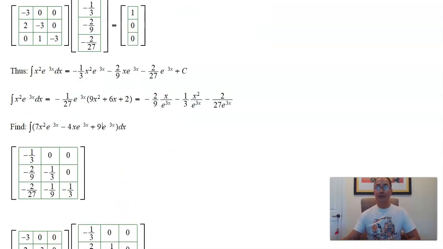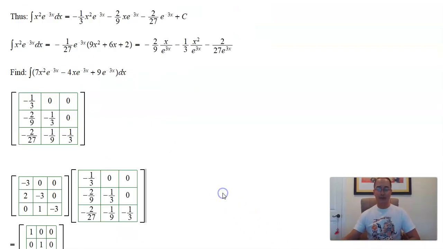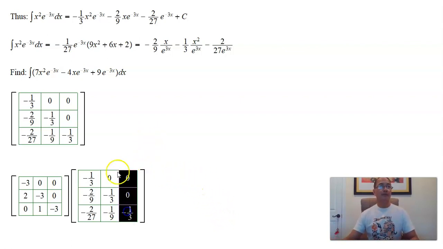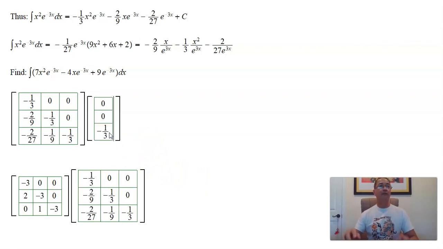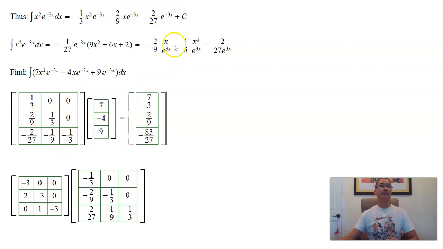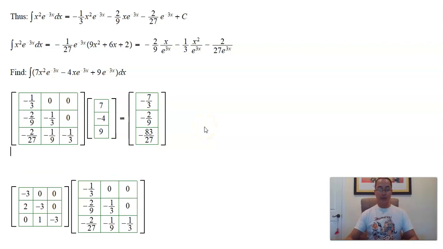What are we going to do? Well, all we have to do is 3 steps. Remember the 3 steps? Encode, multiply, decode. Step 1, encode. Put the coefficients in the correct order: 7, -4, positive 9. Step 2, multiply. So multiply, ooh, that's the answer. Now we can decode.